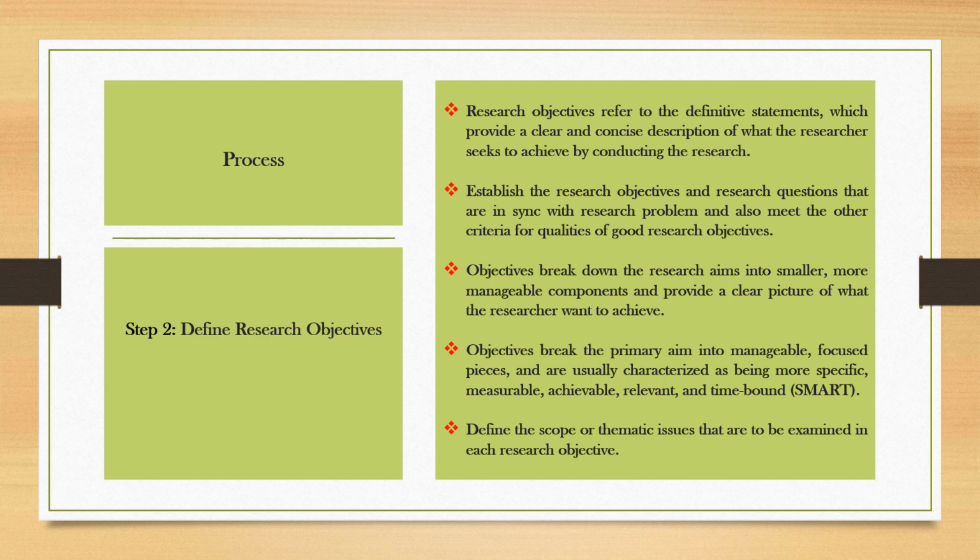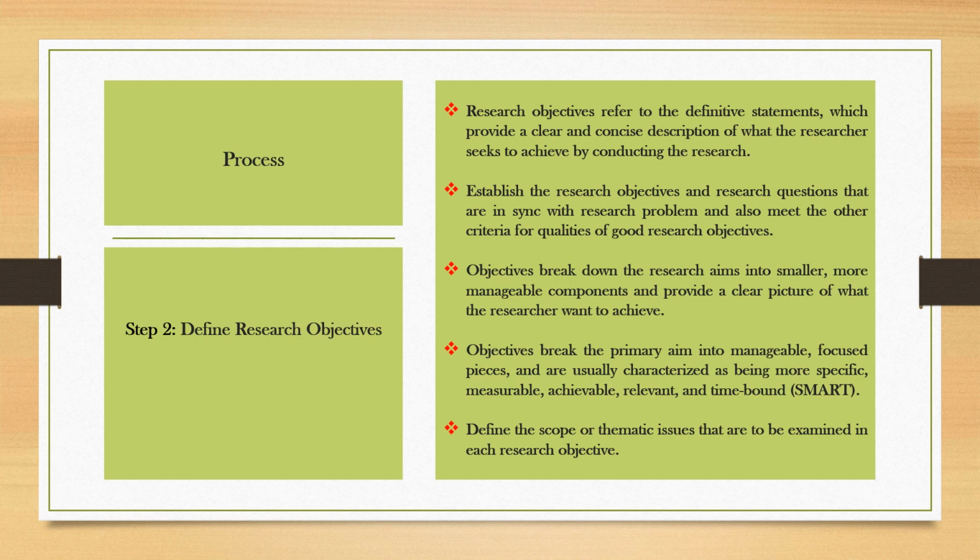The second thing that you do with regard to literature review is you define your research objectives. And by research objectives, we mean those definitive statements which provide a clear and concise description of what the researcher seeks to achieve by conducting the research. So you must come up with the research objectives.